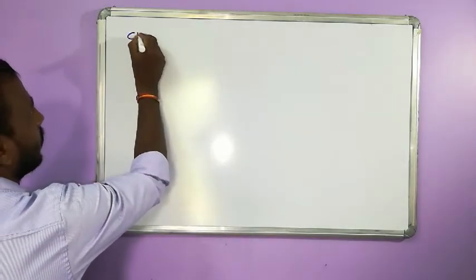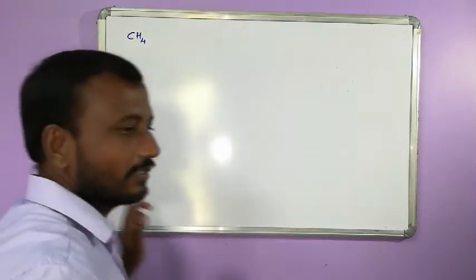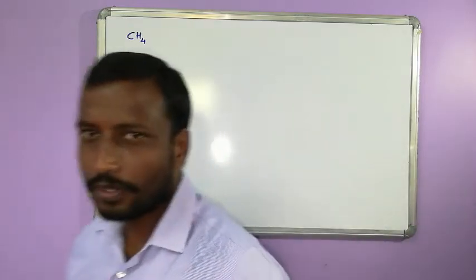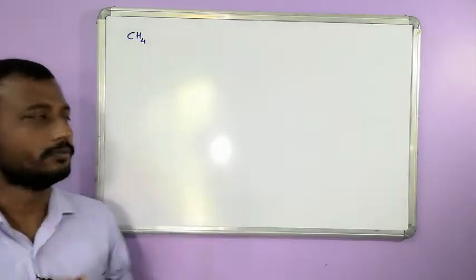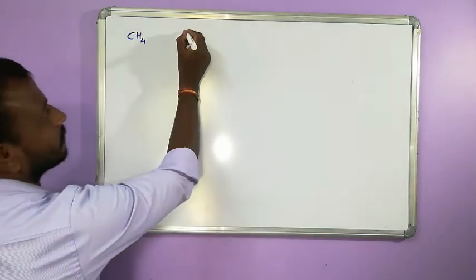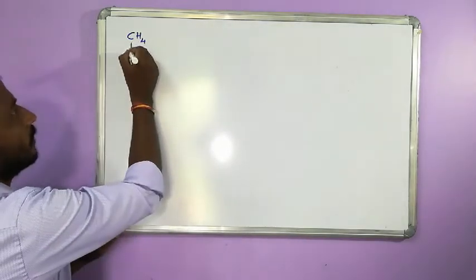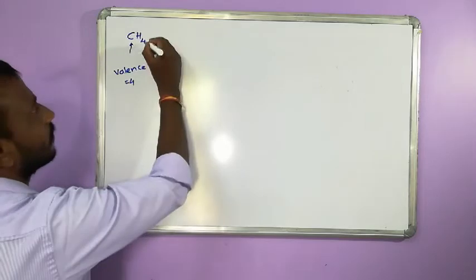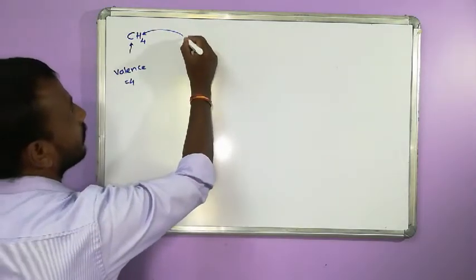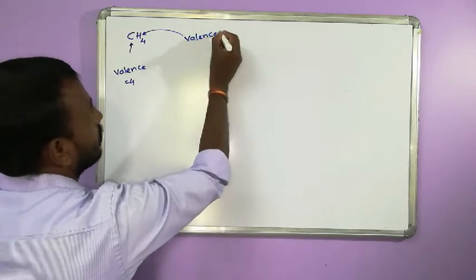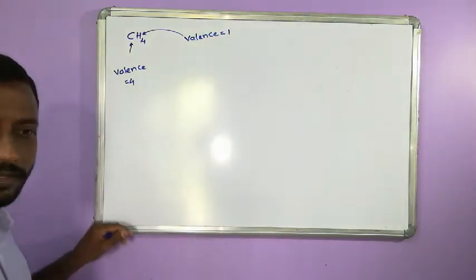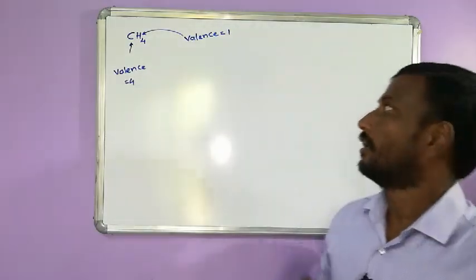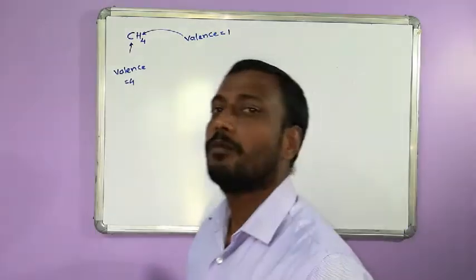I asked you to write the structure of CH4. How to write? Always think about valence of different elements present in the molecule. Here there are two elements involved. One is carbon, valence is equal to 4. Hydrogen, valence is equal to 1. Means carbon should have 4 bonds around it, while hydrogen should have only 1 bond around it.